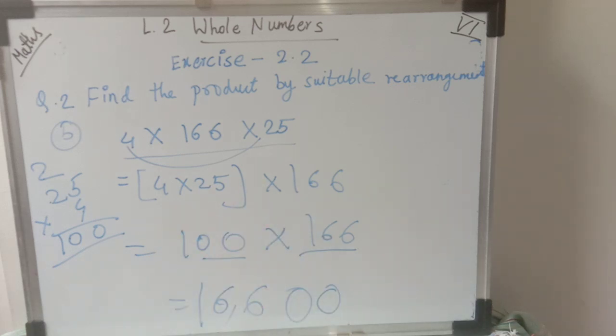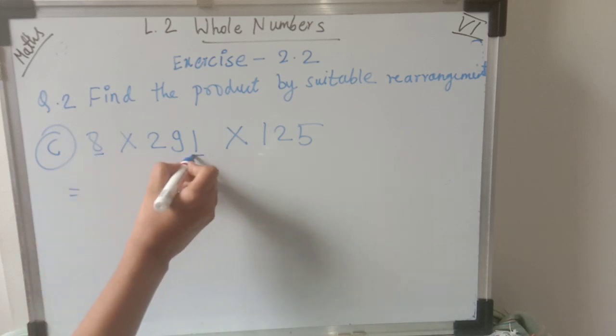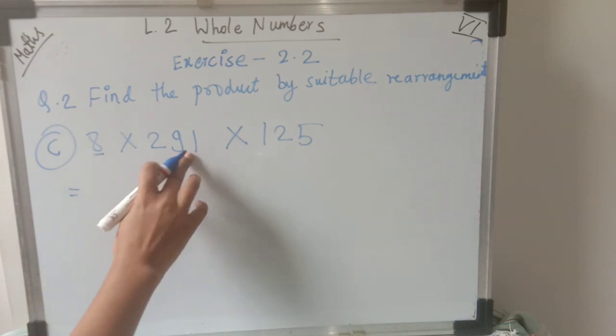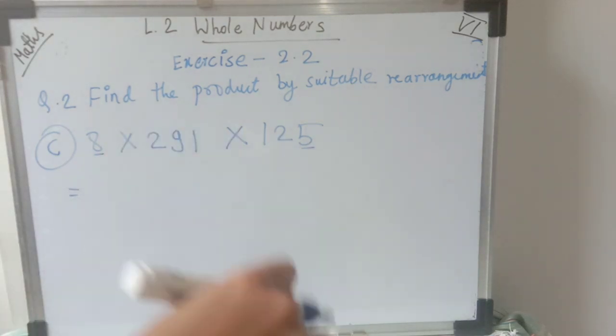Okay, let's solve the C example. Now C example here, that 8 multiplied by 291 multiplied by 125. Students, now what I will do here, again we have to think which number, if I multiply, so the last digit will come 0. If I multiply 8 with the 1, I will get 8. So here I am not getting 0. So what I will do, if I multiply 8 with the 5, so 8 5s are 40. It means there is a 0 coming over there.